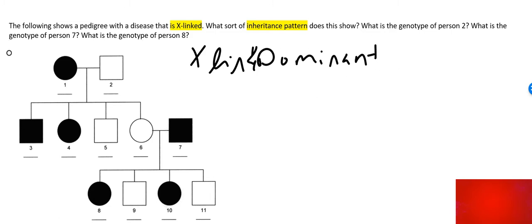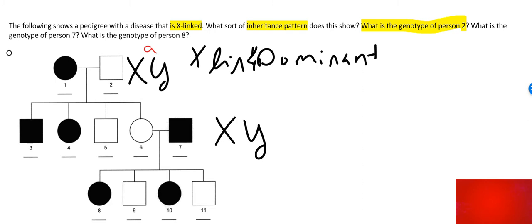So the next question is asking us, what is the genotype of person 2? Because we're in X-linked land, person 2 is a male, so we know that he is XY. And if it's X-linked dominant, let's just make up a letter, say A, he would have to have the lowercase allele because he does not have the disease. So this would be his genotype. Now let's look at person number 7. Again, this is X linkage, so for a boy this is XY. And because they have the disease, they would have to have the uppercase allele.